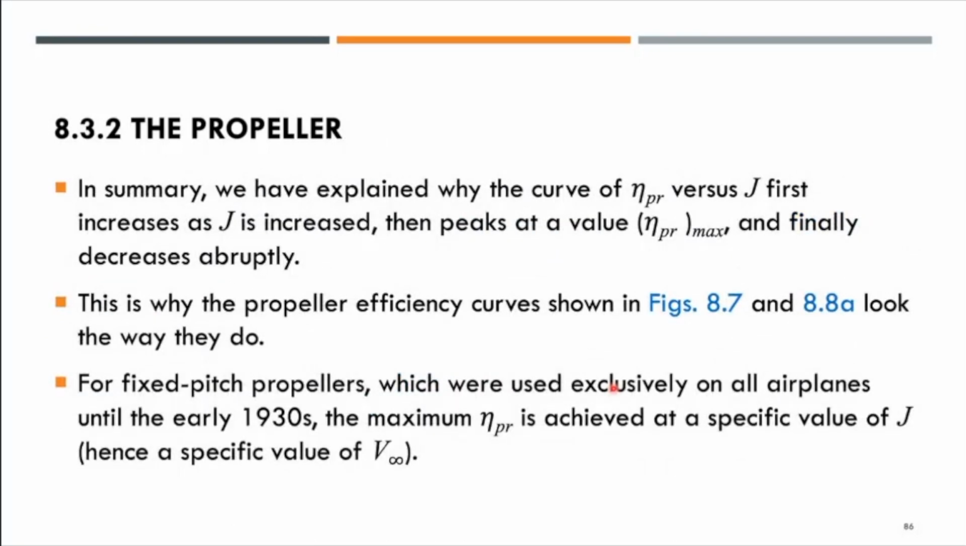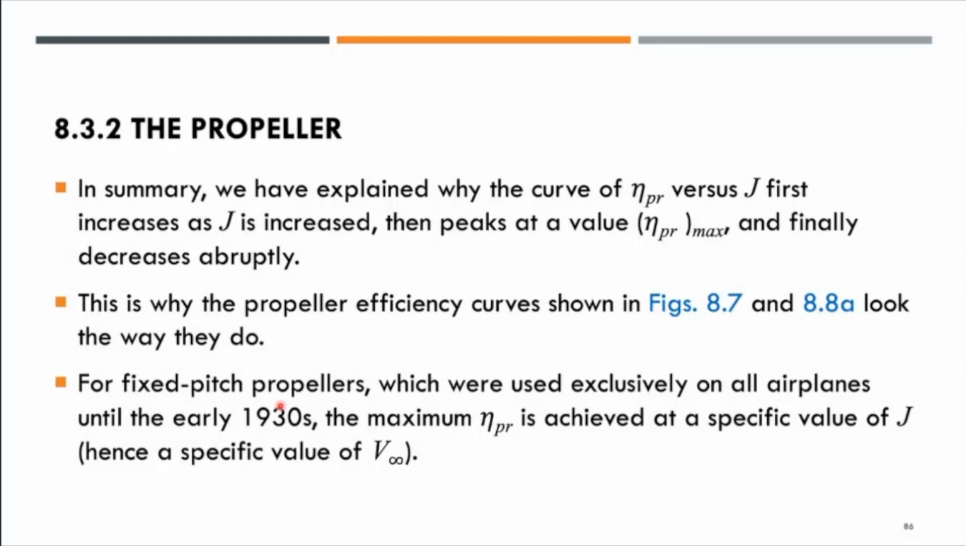In summary, we have explained why the curve of zeta PR versus J first increases as J is increased, then peaks at the value of the maximum zeta PR, and finally decreases abruptly. This is why the propeller efficiency curves, as shown in figures 8.7 and 8.8a, look the way they do.